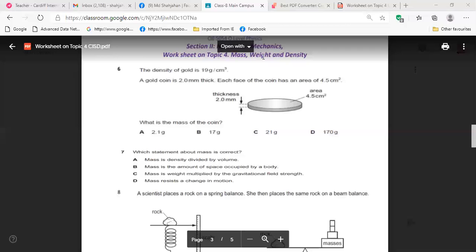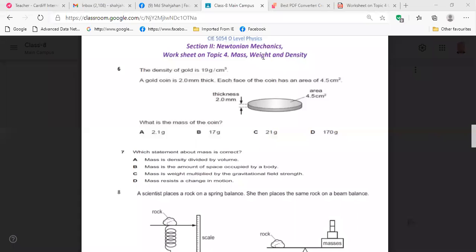Sir, is this the one also we did in class? Wait, this one also you did in class. Maruf. Yes, sir. Maruf, read question 6.